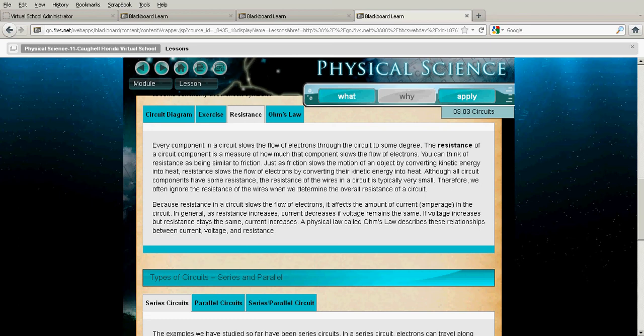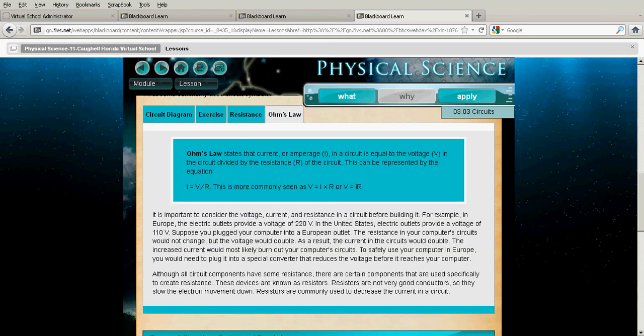This is the physical law called Ohm's law, and it describes the relationship between current, voltage, and resistance. It states that amperage, remember that's I, in the circuit is equal to the voltage in the circuit divided by the resistance. So I, amperage, equals voltage divided by resistance. Typically, you'll see it more like V equals I times R, or V equals IR. So you have the division part there.